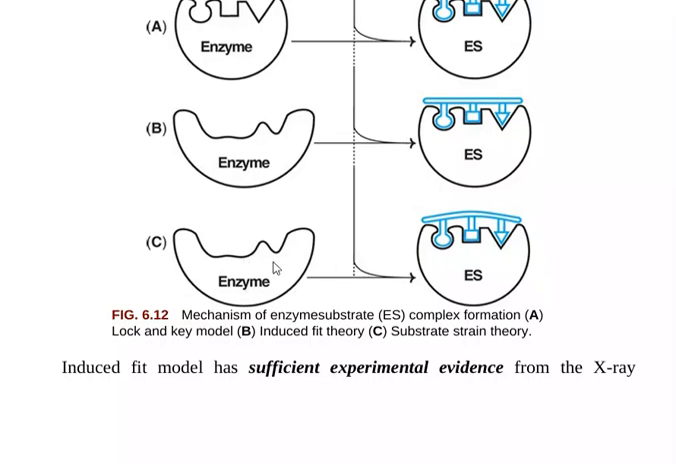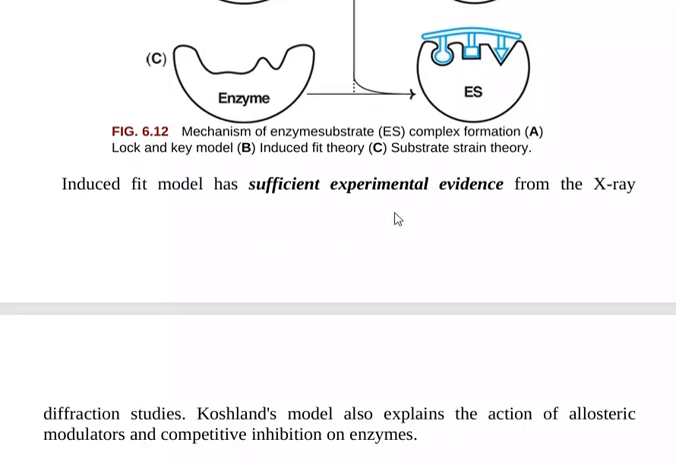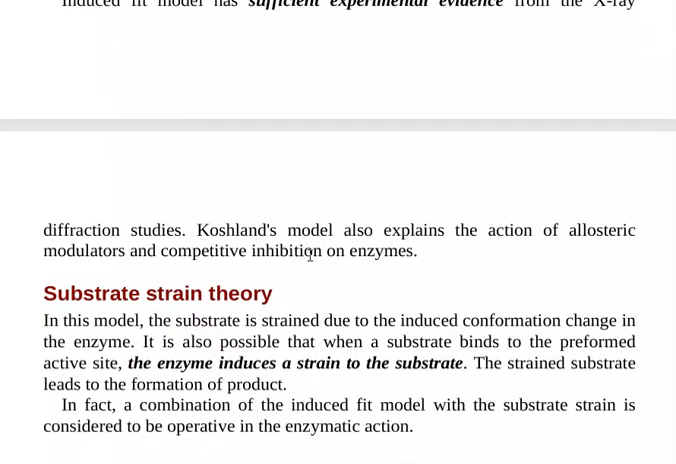And if you see another theory, that is called the substrate strain theory, here also the enzyme can change its structure to form the enzyme substrate complex. The induced fit model has sufficient experimental evidence from X-ray diffraction studies. The Koshland model also explains the action of allosteric modulation and competitive inhibition on enzymes, which we will discuss later.